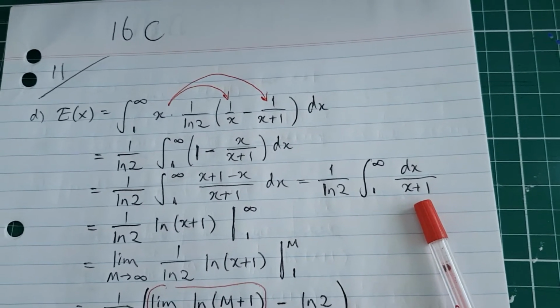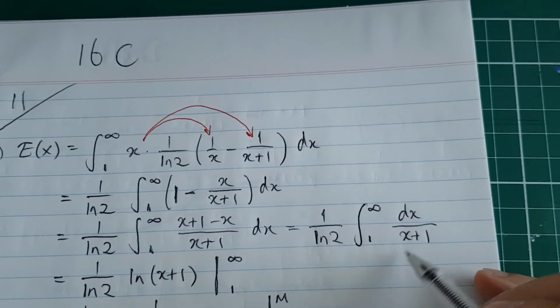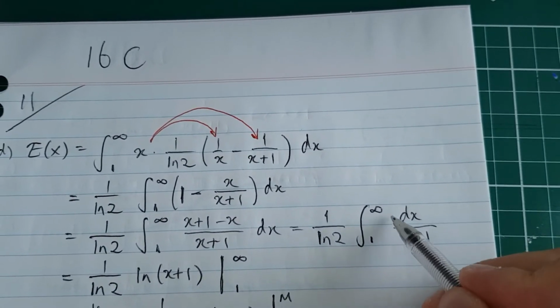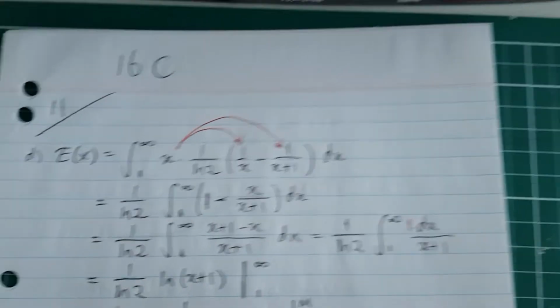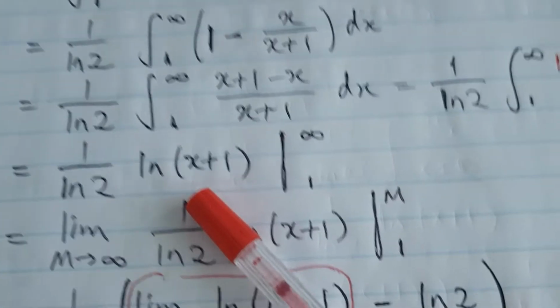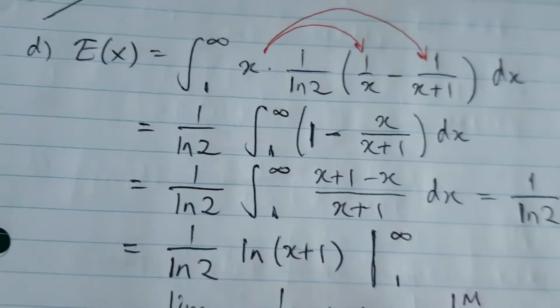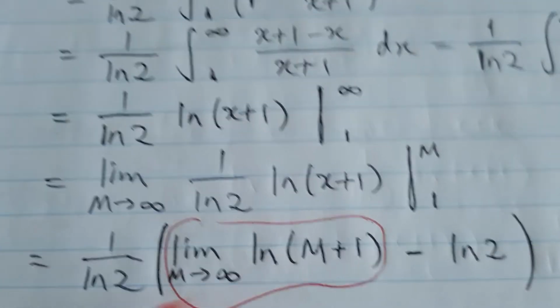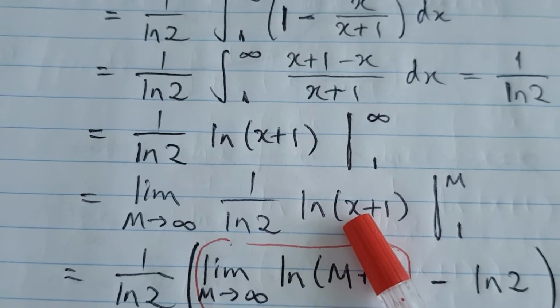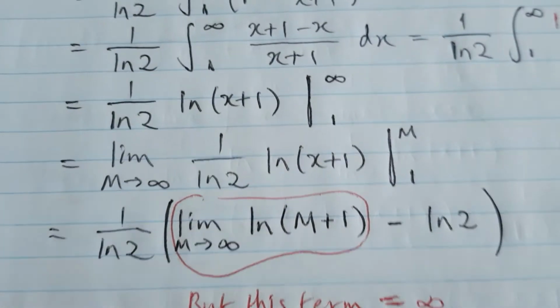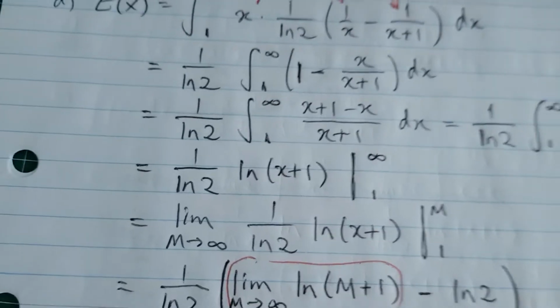And now the substitution. Again, this here, we know that the derivative of x plus 1 is 1. So therefore, I can put that as an ln of x plus 1, and evaluate it from 1 to infinity. So same trick with the use of m, and you get that one.